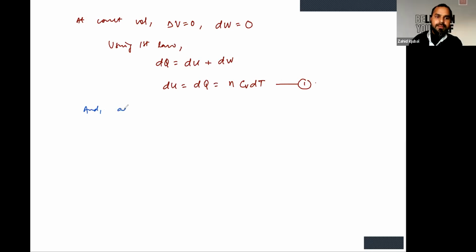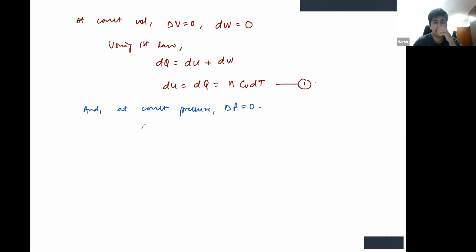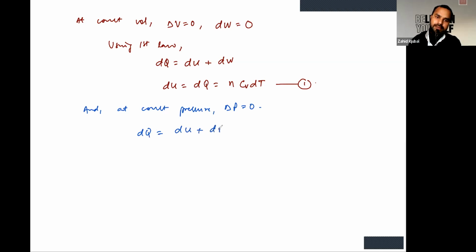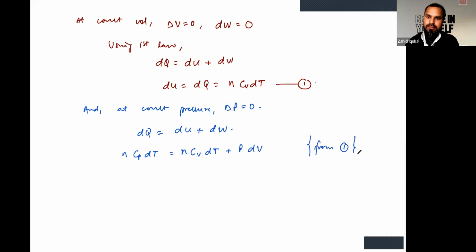And at constant pressure, delta P is equal to 0. So using first law, dq is equal to du plus dw. dq is n C dt, the heat supplied at constant pressure, so it will be Cp. du you have calculated using the first equation, so you may put it in this part. Work done is P times dV. I've just used the expression of du from equation first in this part.